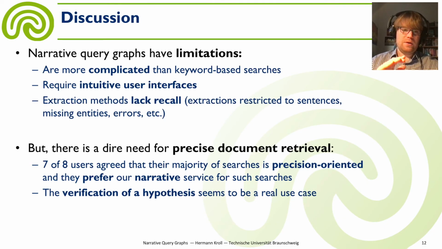Discussions. Narrative query graphs come with limitations. They are more complicated than keyword-based searches on the technical side, but also on the user and the front-end side. You need to have intuitive user interfaces, for example, and usually you will lack recall. So all natural language processing tools do not work perfectly, and if you restrict, for example, extractions to a sentence level, then you only have statements inside a sentence and not across sentences, and this will lack recall by definition.